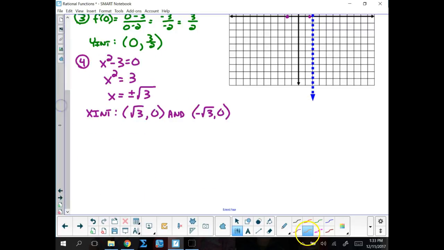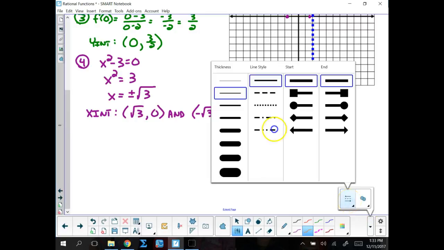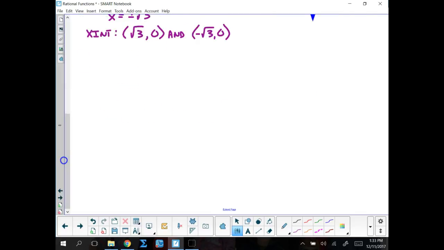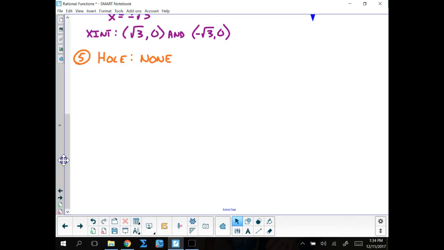Step number 5 says, was there a common factor? No. So is there a hole? No hole.